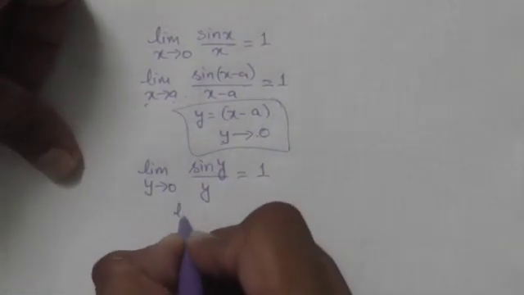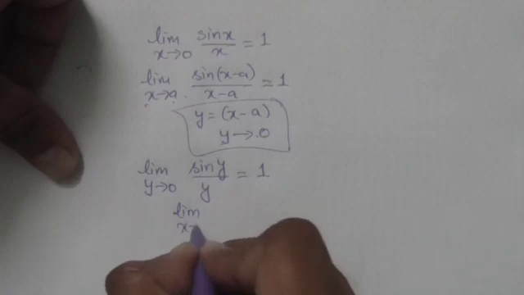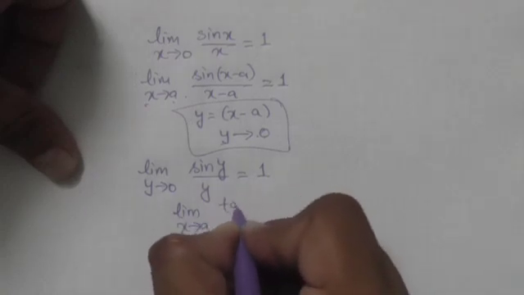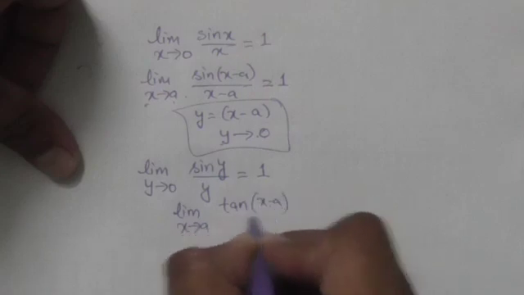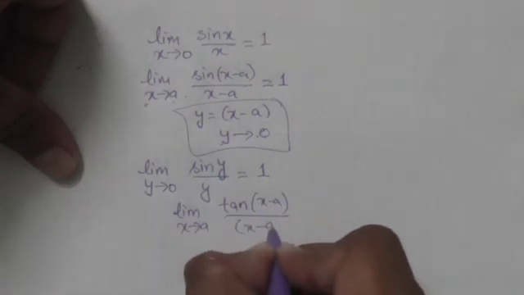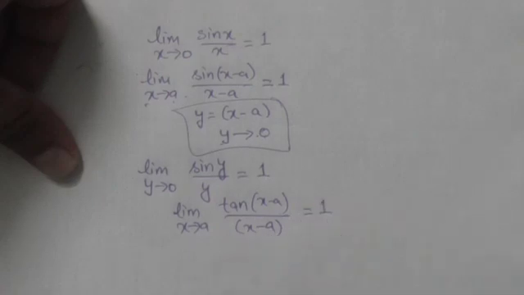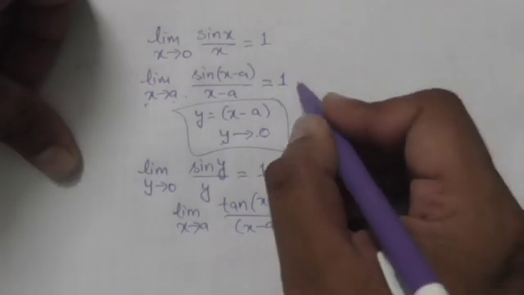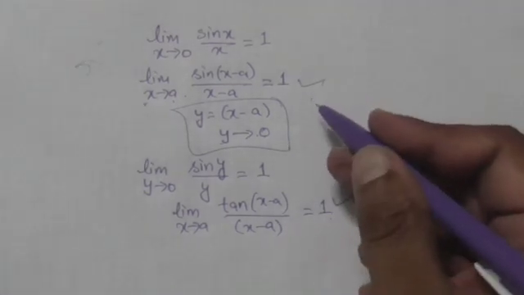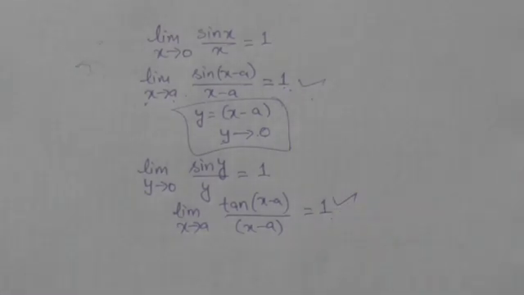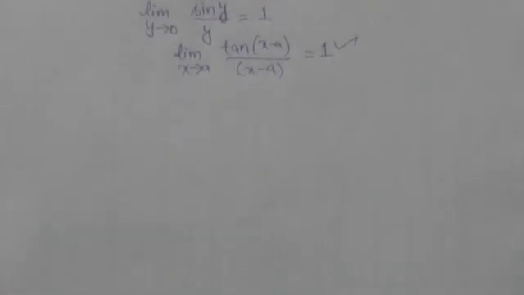Similarly, limit x tends to a tan(x minus a) upon x minus a is also equal to 1. So these two results are very useful. Now we will solve questions by using these two results, right? Rest of the questions will be based on these two results. So first of all we will solve a very simple question.